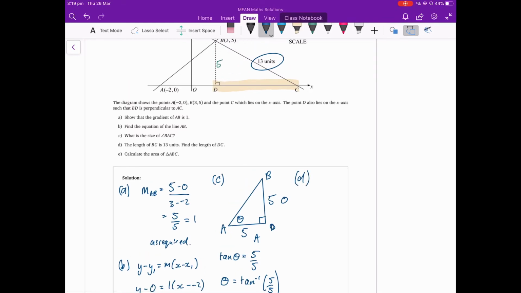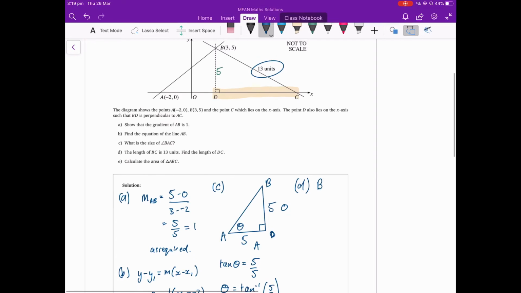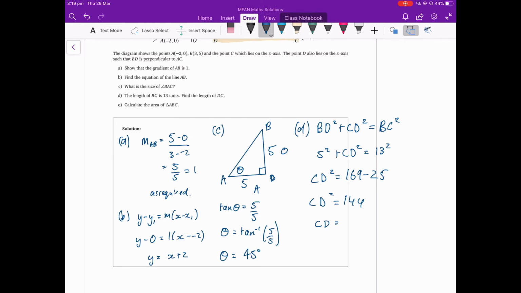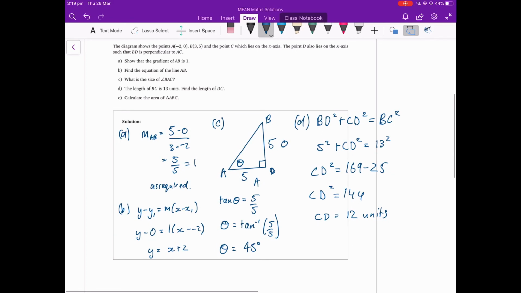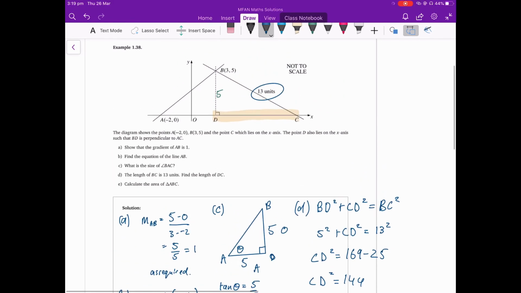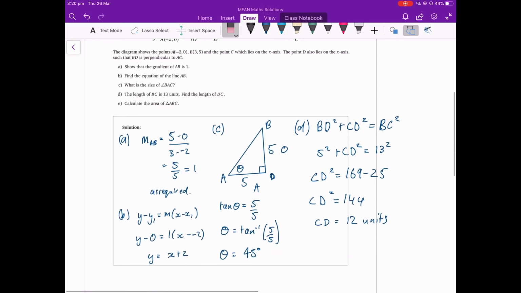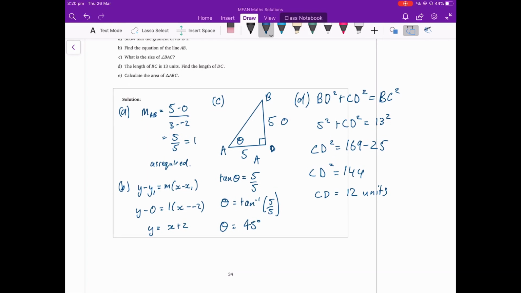So you could say that BD squared plus CD squared would equal BC squared. So CD would equal the square root of that. Now we're only taking the positive solution because we're talking about measurement, so we'll get CD is equal to 12 units. All right, fantastic. And that makes sense because it is less than the 13 given up here. Also, a lot of you might remember 5, 12, and 13 as a Pythagorean triad. It's a very common one.